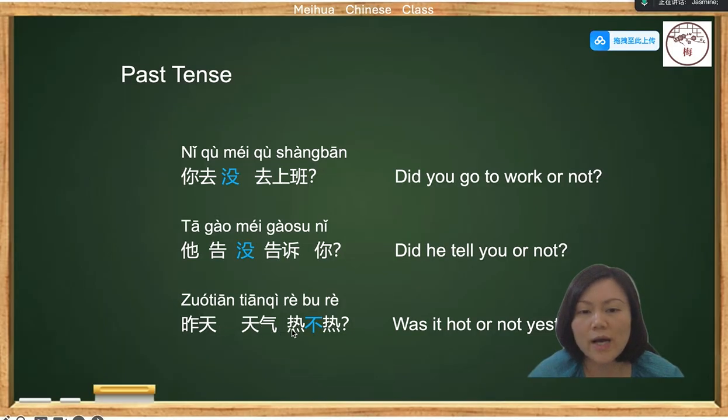So actually for adjective, we don't care about the tense, whether it's past, present, or future. For adjective, it's always 不. 热 here, 热 is an adjective, right? So it's always 不. 热不热? Was it hot or not yesterday? So this is the only difference between verb and adjective.